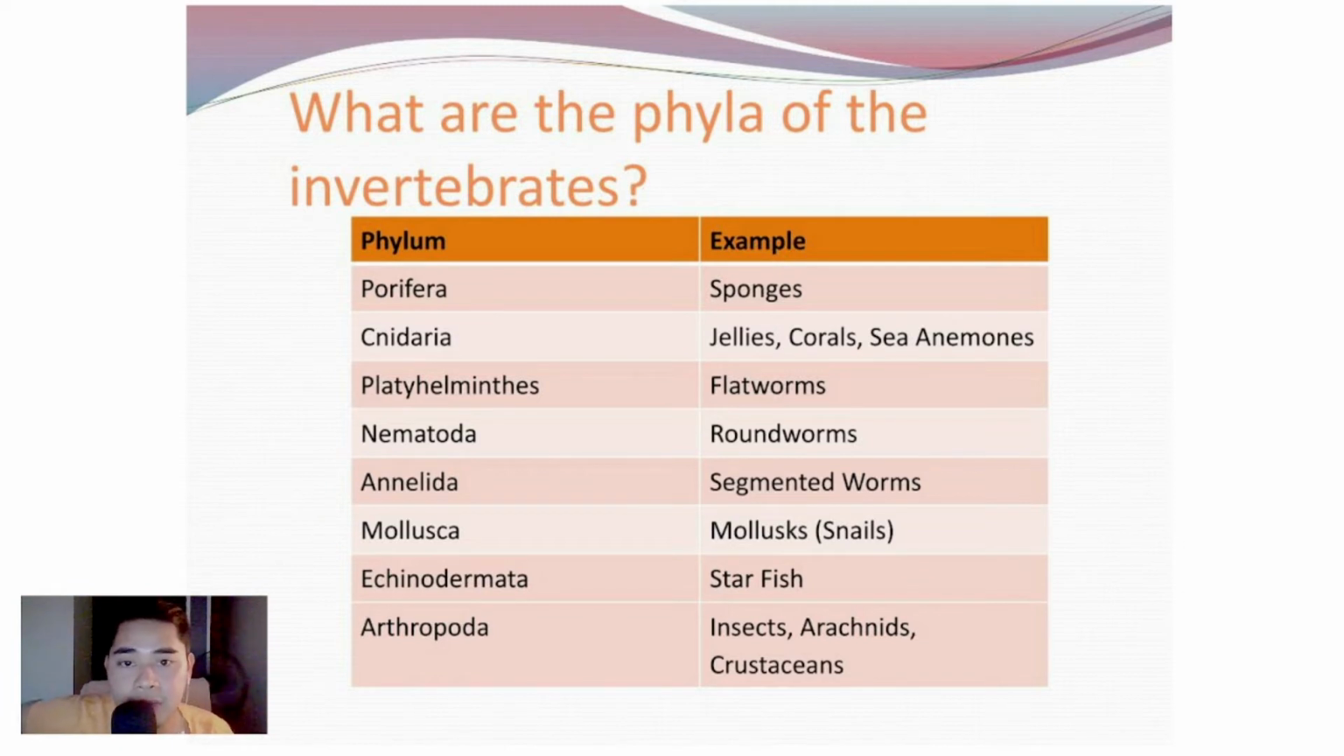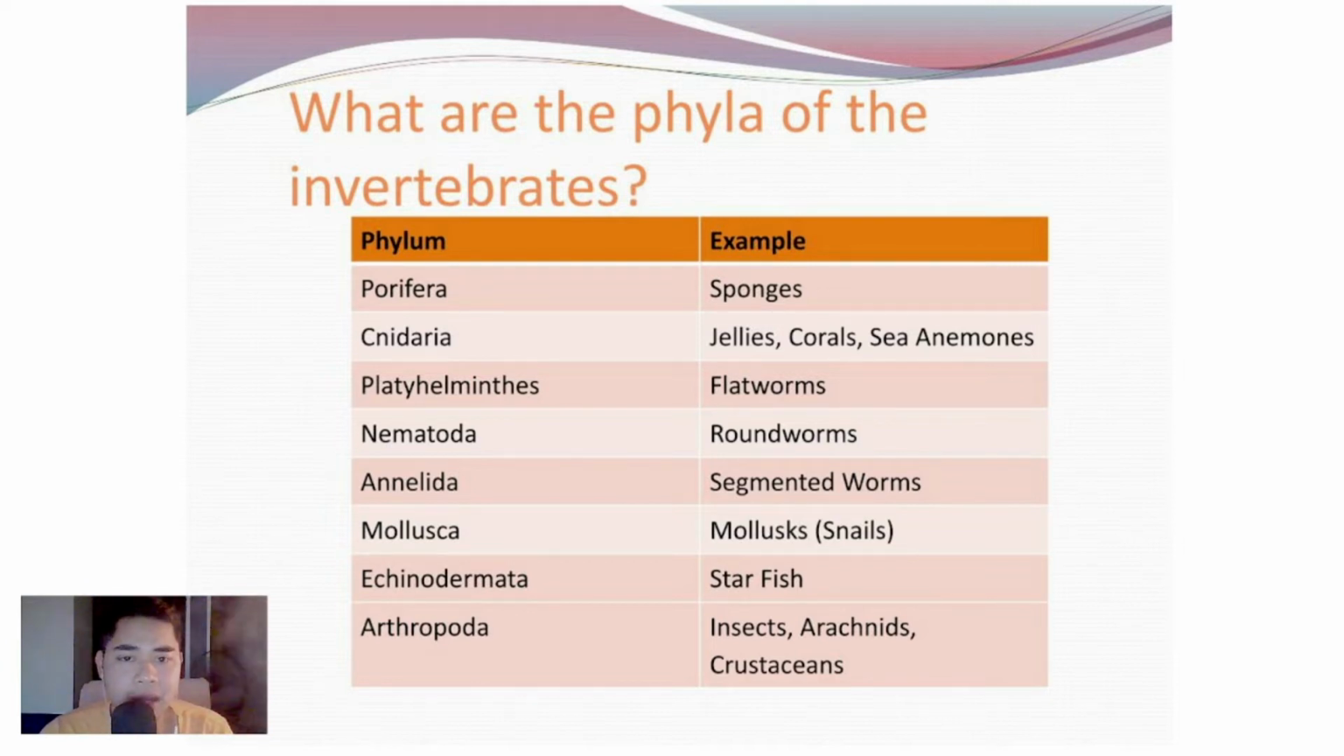For Porifera, most of these are sponges. Cnidaria, these are mostly sea anemones, jellyfish. Platyhelminthes, flatworms. Nematoda, roundworms. Annelida, segmented worms. Mollusca, mollusks. Echinodermata, starfish, and Arthropoda, those are arachnids and insects, such as spiders. As you can see, animals are classified based on their different characteristics.